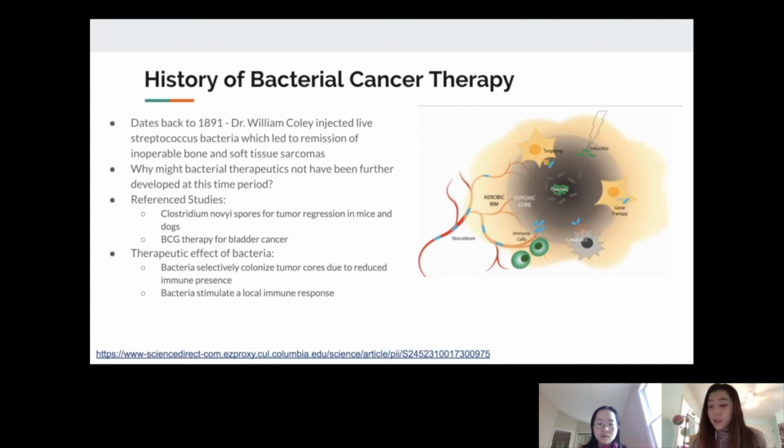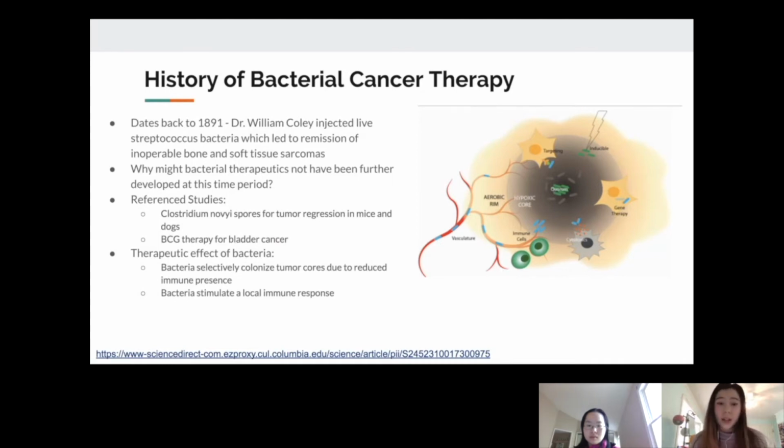So some of the referenced ones are the use of Clostridium novyi spores for tumor regression in mice and dogs, as well as BCG therapy for bladder cancer. These are just a couple of the ones that were referenced during this history of bacterial cancer therapy portion of the paper, but it gives you a sense of the ways in which the history is synthesized through this paper.